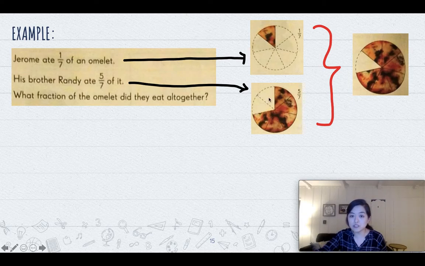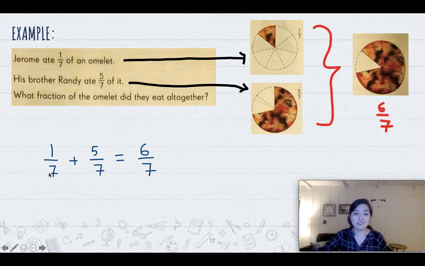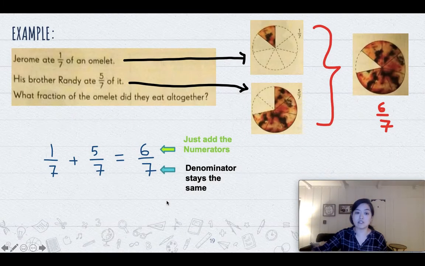Well, if I transfer one of these pieces here, then it is 1, 2, 3, 4, 5, 6 out of 7 pieces. Now you can look at this as an addition sentence with fractions. It's actually 1/7 right here plus 5/7 right here, which is equal to 6/7. When we add fractions that are like fractions because they have the same denominator, you're going to keep the denominator the same because they are like fractions. All you need to do is add the numerator. So we're adding 1 and 5. That makes 6.